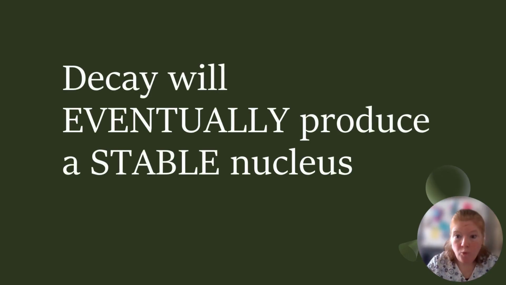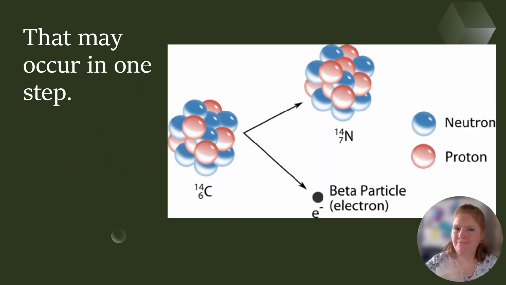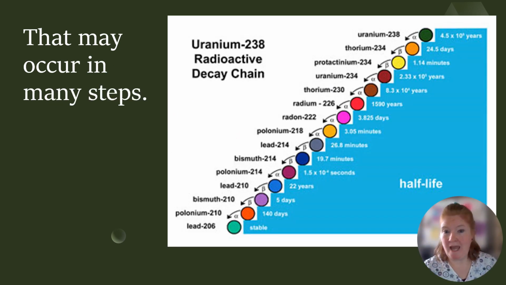Decay will always, eventually, produce a stable nucleus. So that could occur in one step. One nucleus decays into a different nucleus, and now it's stable. It may occur in many steps. So look at this chain of reactions that must occur until we eventually get to a stable nucleus. So we'll continue to decay until it gets to stability.